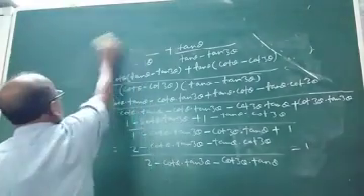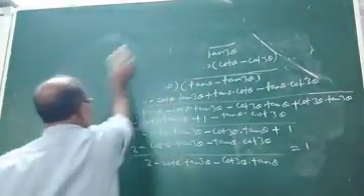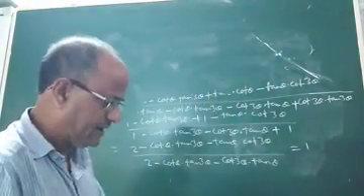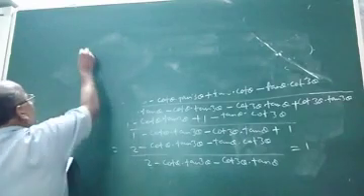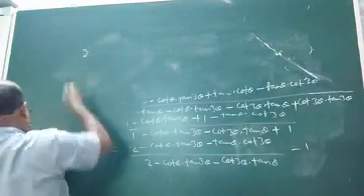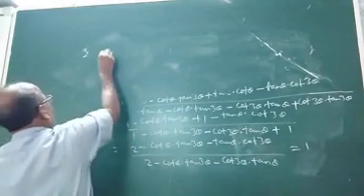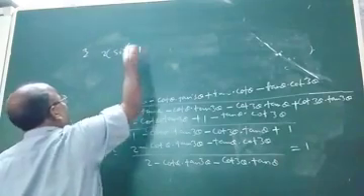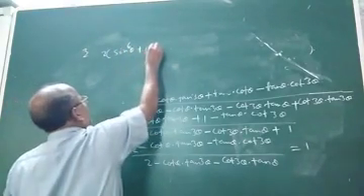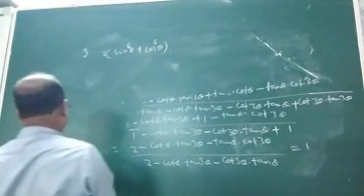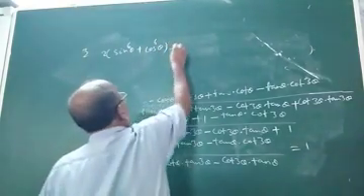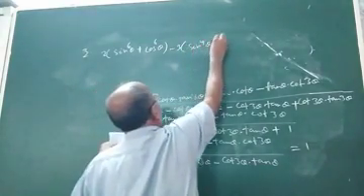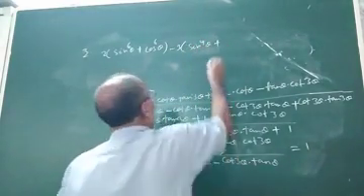See, what is the next question? The next question is, suppose you are given a trigonometric expression like 2 into sine 6 theta plus cos 6 theta minus 3 into sine 4 theta plus cos 4 theta.